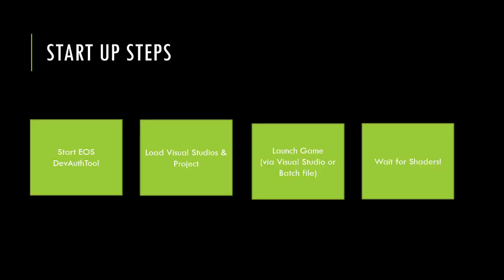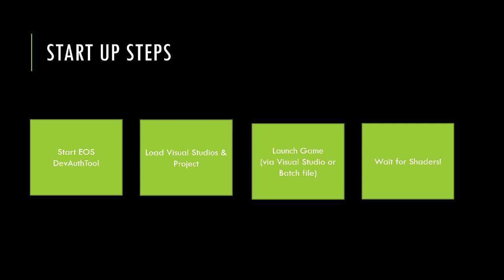Then when you want to start testing or you want to start your game up, you need to do a couple of things. You need to start your EOS authentication tool on your PC, load up Visual Studio and your project, and then basically launch your game via Visual Studio, or alternatively you could do a batch file if you wanted to. And just a caution, the very first time you do this, you'll likely have to wait for shaders to compile, because I believe it sets that up in a different folder directory, so it's got to compile shaders again.